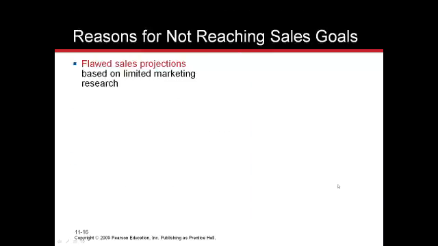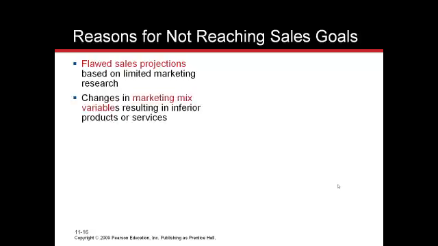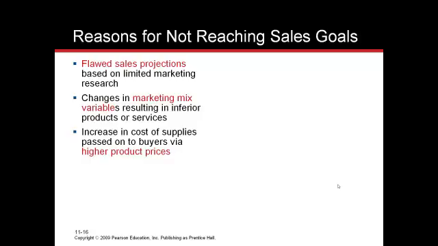We also need to get an idea of what are the reasons for the representative not achieving their overall goals. There are a number of different factors that are in place, and companies have studied this a great deal. You can have flawed sales projections based upon limited marketing research. You can have changes in the marketing mix variables resulting in inferior product or services. You can have an increase in the cost of supplies passed on to buyers via high product prices. You can have promotional campaigns that really just don't work and don't get the projected results.